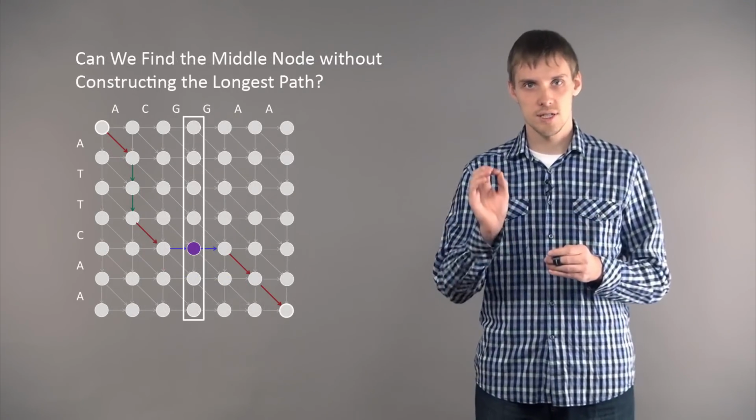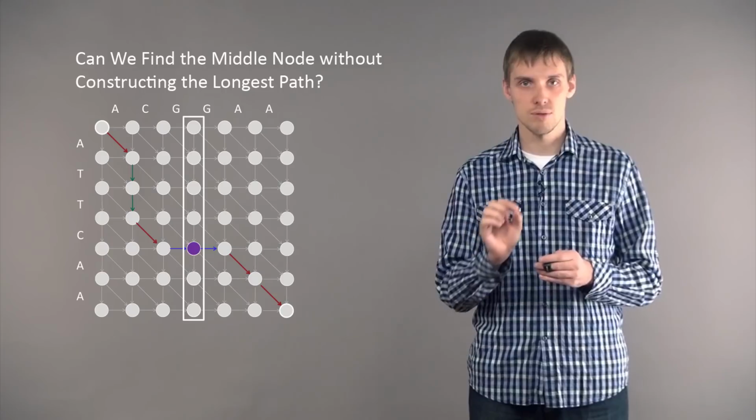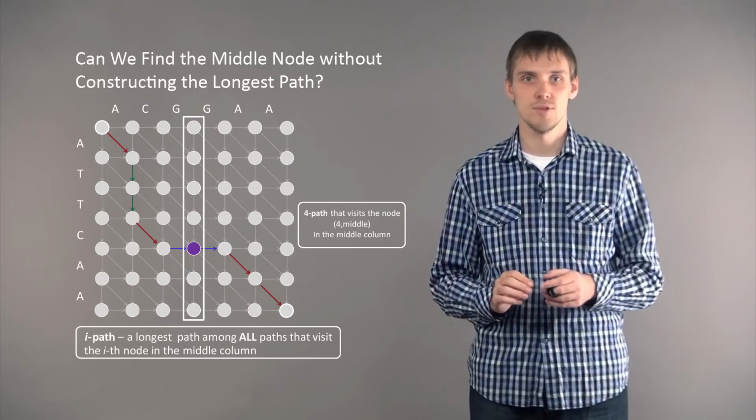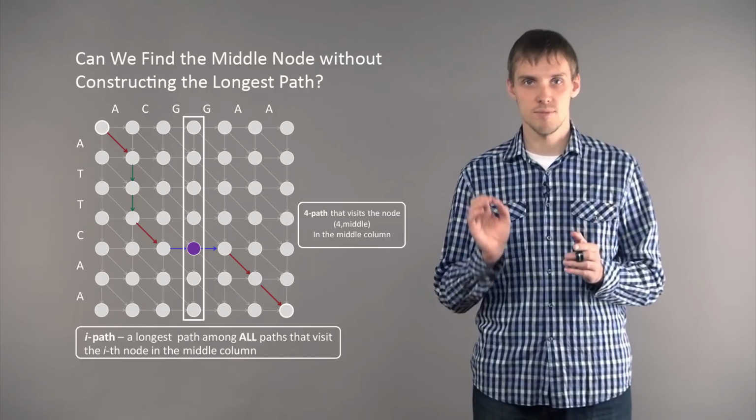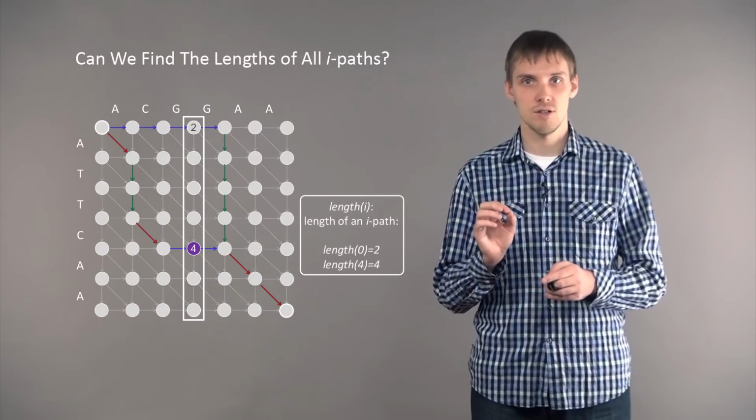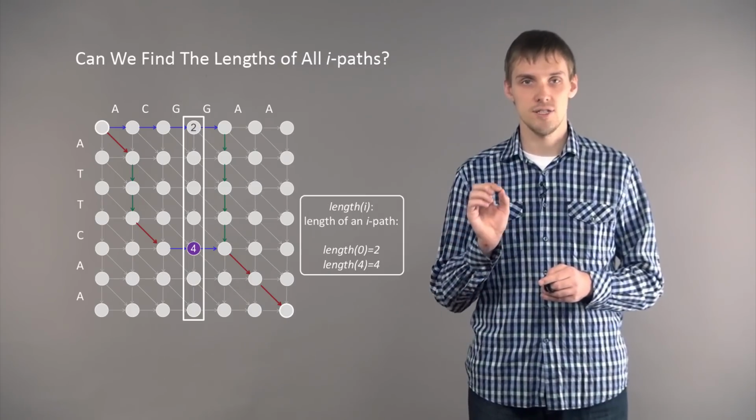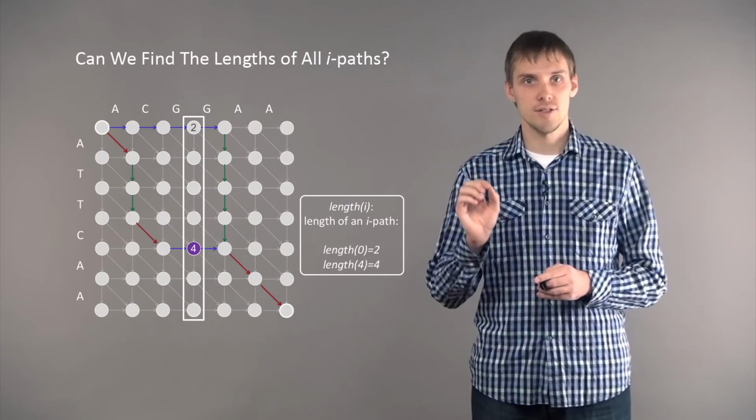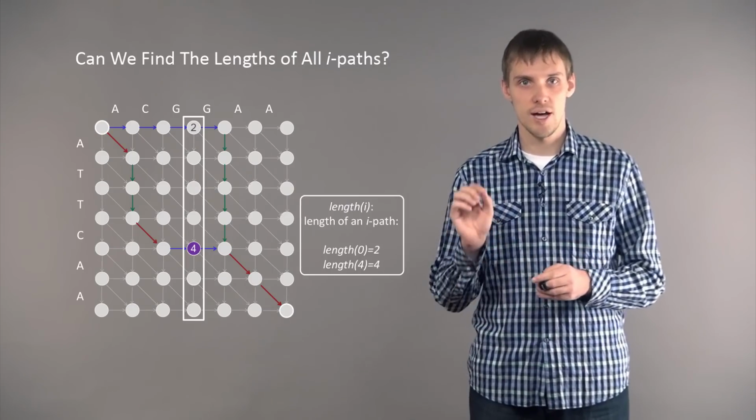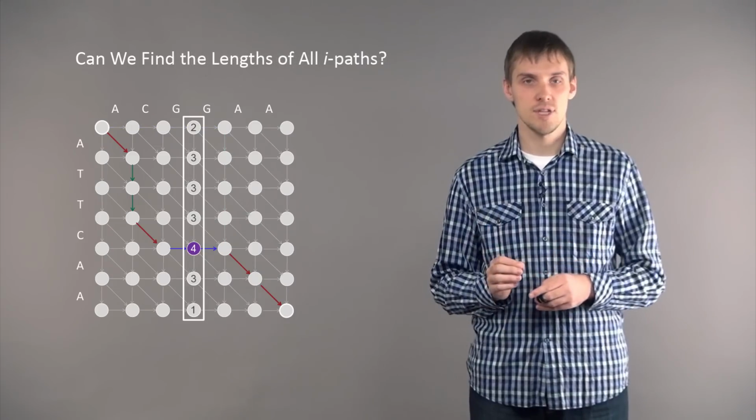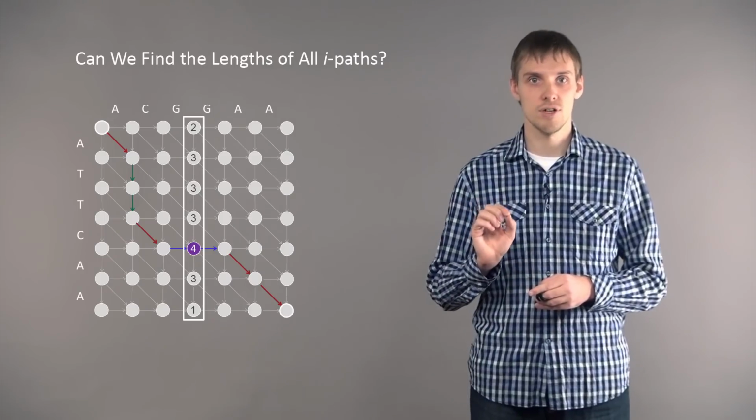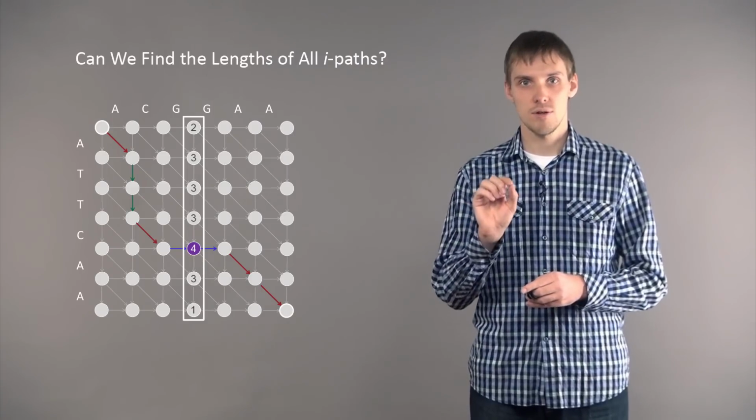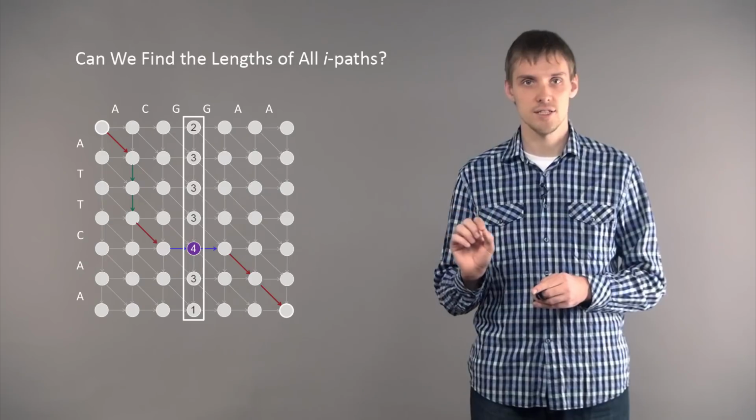So the middle column was a column in the middle, and the middle node was a node where the optimal path crosses this middle column. Let's define i path as the longest path among all paths that visit the ith node in the middle column. For example, the length of 0 path is 2 here, and the length of 4 path is 4. And let's try to compute these numbers, the lengths of all i paths in the middle column. For example, here in this graph, it's 2, 3, 3, 4, 3, and 1. And 4, our middle node, is the maximum in this vector of lengths of i paths.